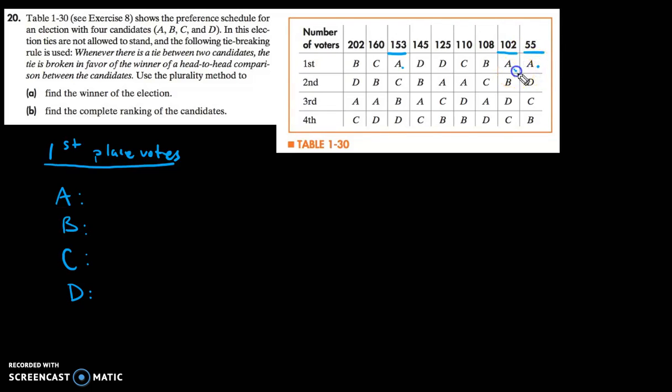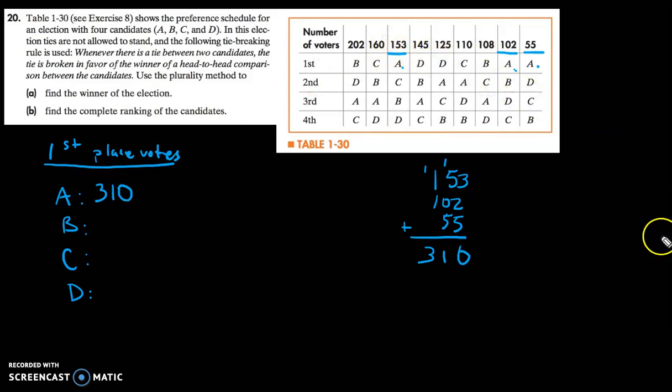Remember what a preference schedule is. They're showing all the different ballots, so why are these people not all lumped together already? Well, the rest of their ballot wasn't the same, but they all put A first. So 153, 102, and 55. You can just add in your calculator, also just writing it so you can see it sometimes. So looks like they got 310 first place votes.